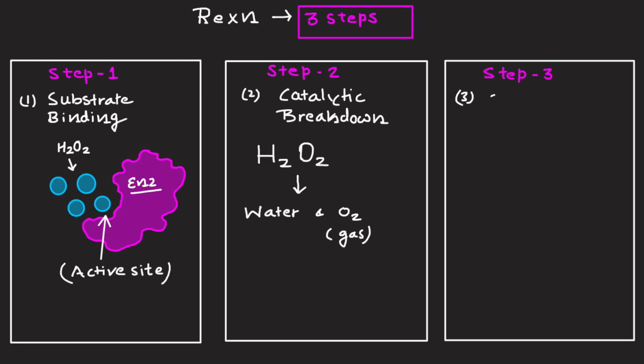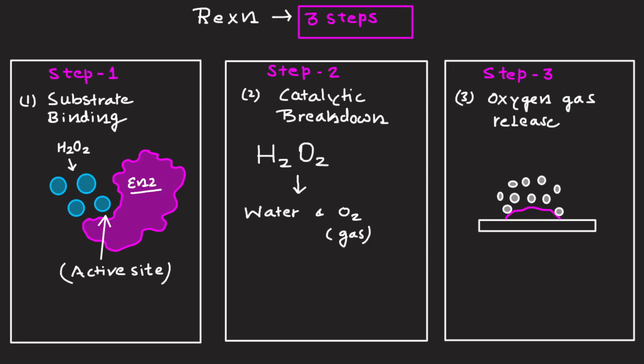Step number 3 is oxygen gas release, and that is the key observation in this test. The liberated oxygen escapes as bubbles. So you will see immediate bubble formation, which can be visually observed. The person doing the test will mix the colony with H₂O₂, and if bubble formation occurs immediately, that will indicate a catalase-positive reaction.